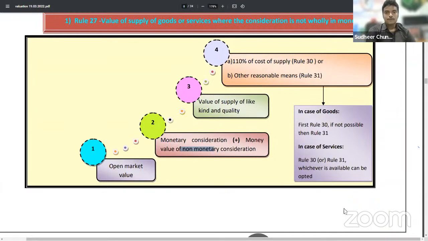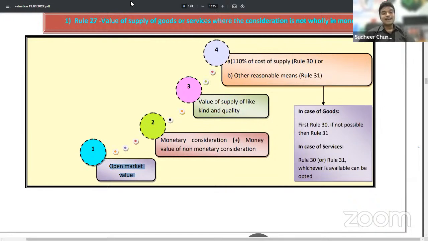Sir, when we have to come to second point, if first point is not available, then only we have to come to second point. All the 4 points, whichever is higher, that I didn't say, sir. Here in an order we have to follow. When price is not the sole consideration, first preference must be given to number 1, open market value.